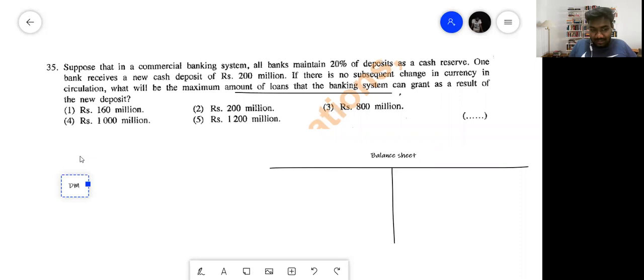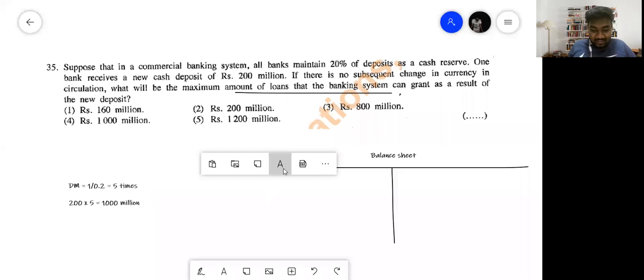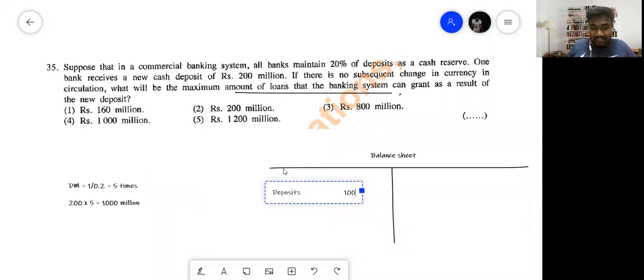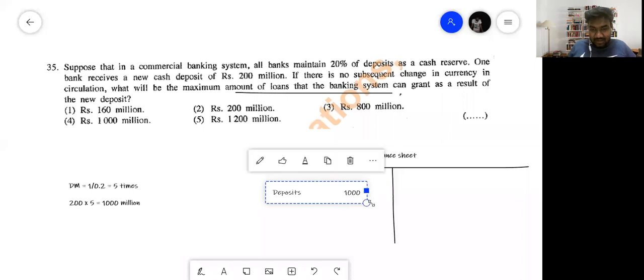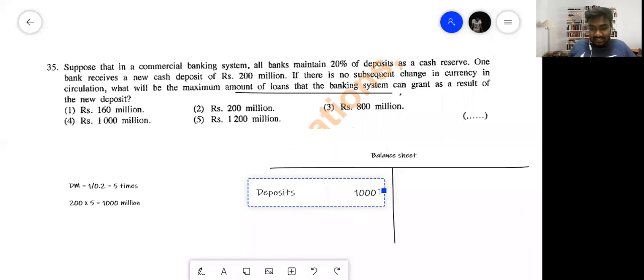Okay, how much is the deposit multiplier? 1 divided by 0.2, that is 5 times. Hoping by now you all are experts there. So if a deposit of 200 comes, it multiplies by 5 times, there will be total deposits of 1000 million. But is that what they're asking? No, they're asking you the total loans, not the deposits, right? So deposits, yes, is 1000. Agreed, right? But they're not asking you for deposits, they're asking you for loans.